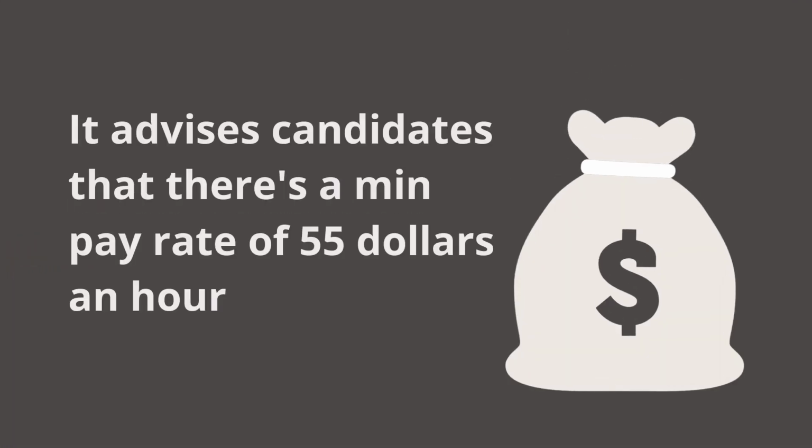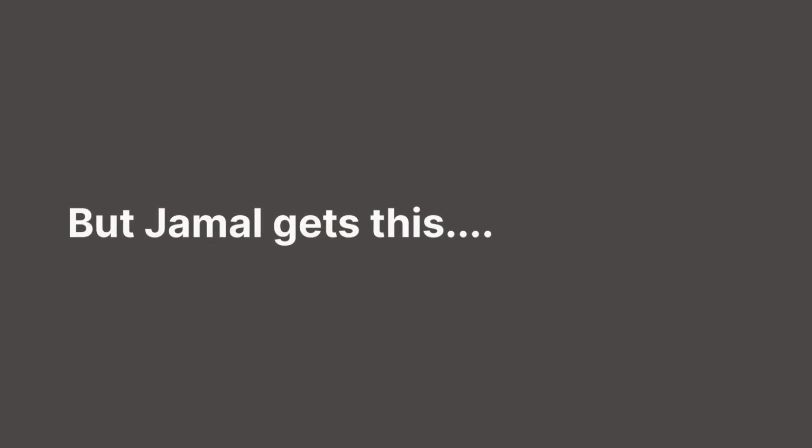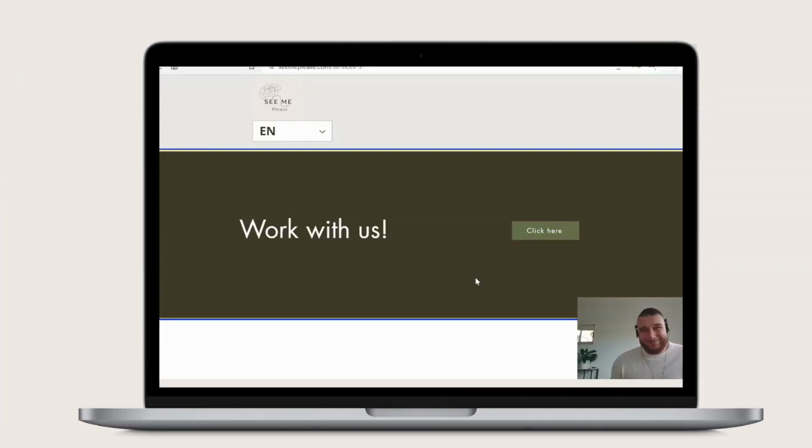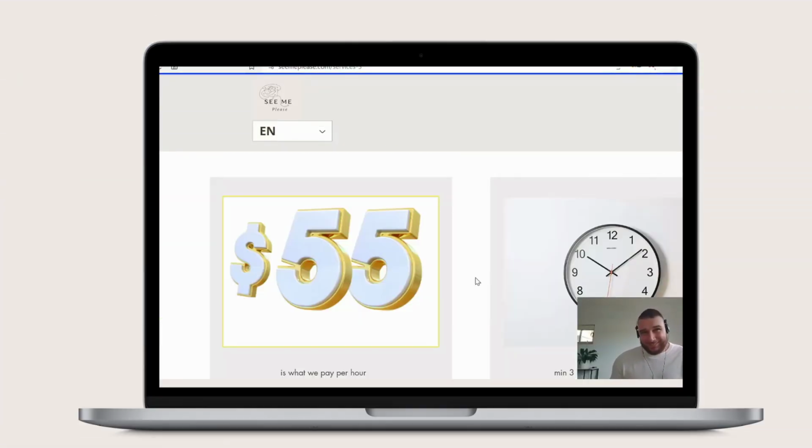Importantly, it advises candidates that there's a minimum pay rate of $55 an hour. But, unfortunately, Jamal just gets this. A good thing. Blank. List with 4 items graphic untitled design left parent, 5 right parent, .png. Okay, again, so now we've just got an unlabeled graphic. I don't really know what that means. Is what we pay per hour. Okay, so it's telling me that this randomly labeled graphic is what it pays per hour. So I've got no idea what it pays per hour.